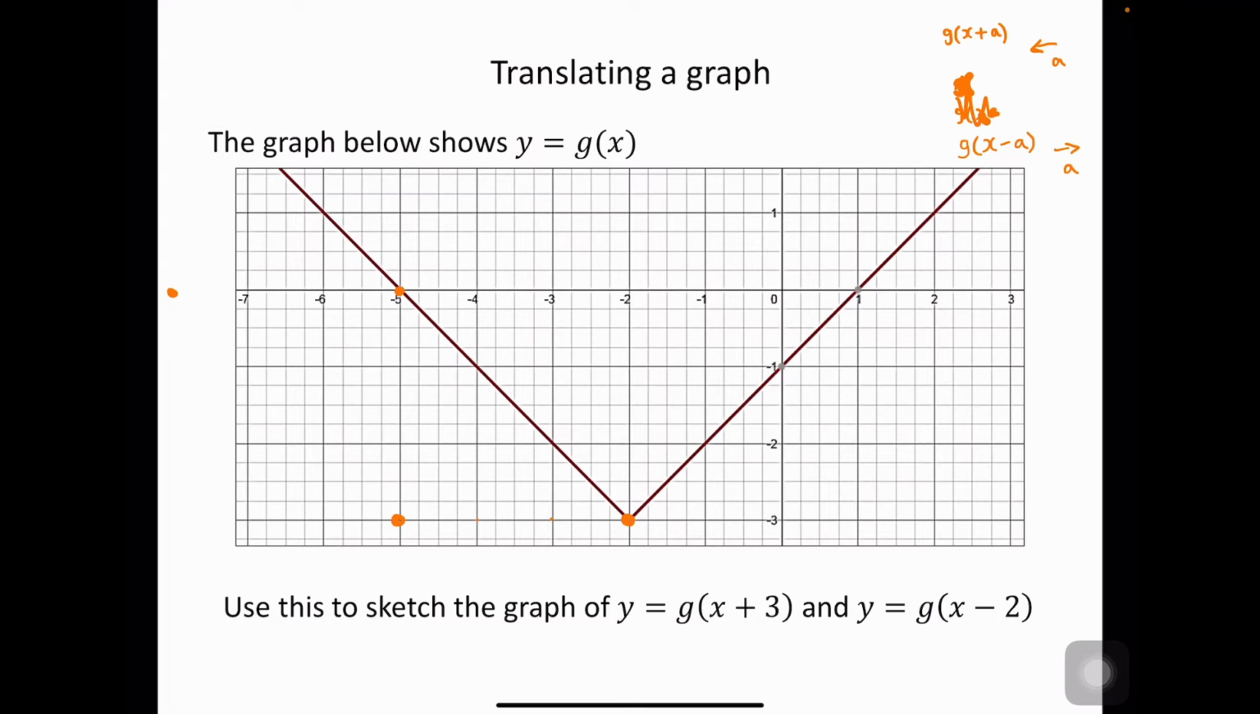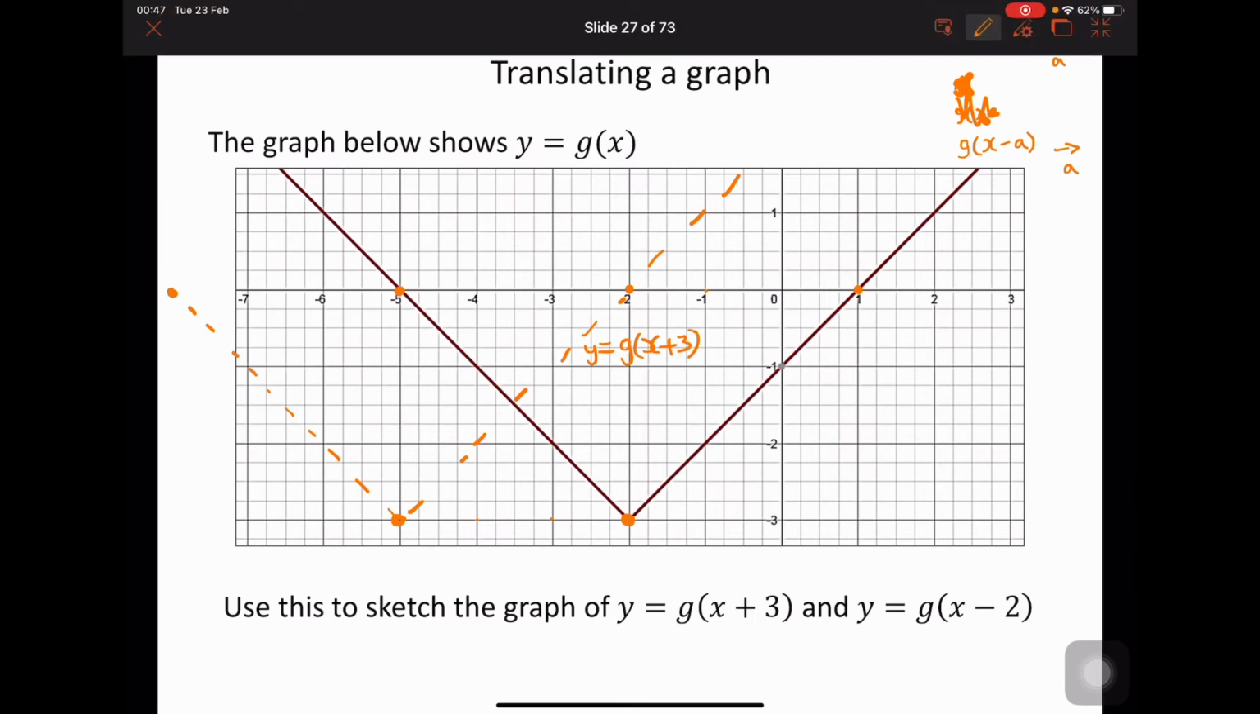We have to be very careful to make sure our gradient remains the same, because we don't want to squish the graph or change the gradient, we just want to move it left and right. So in this case, we're moving it left. Here we have a 1, so let's move that 3 places to the left. So 1, 2, 3. So our graph of y equals g of x plus 3. Now using a different color, let's do this one.